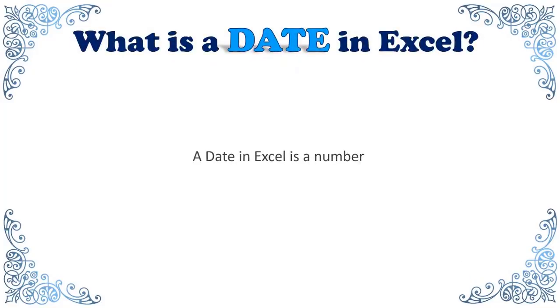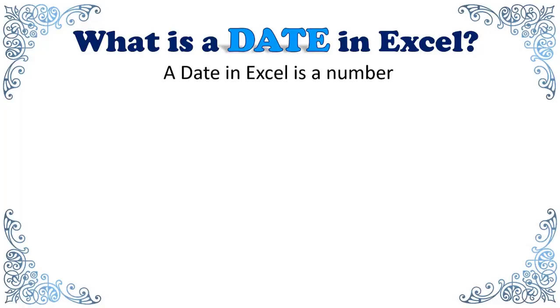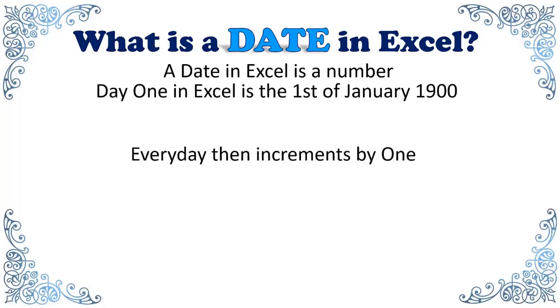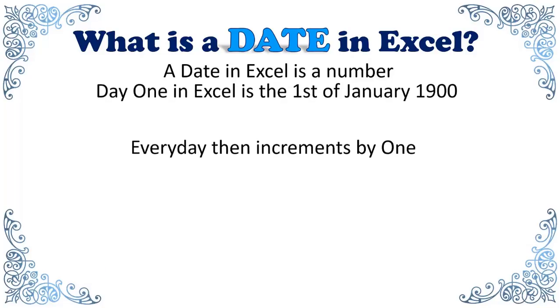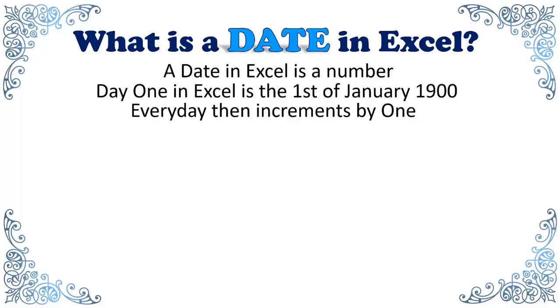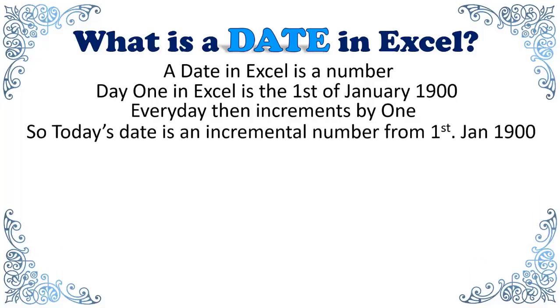What is a date in Excel? A date is stored in Excel as a number. Day 1 in Excel is the 1st of January 1900. Every day then increments by 1. So today's date is just an incremental number from the 1st of January 1900.